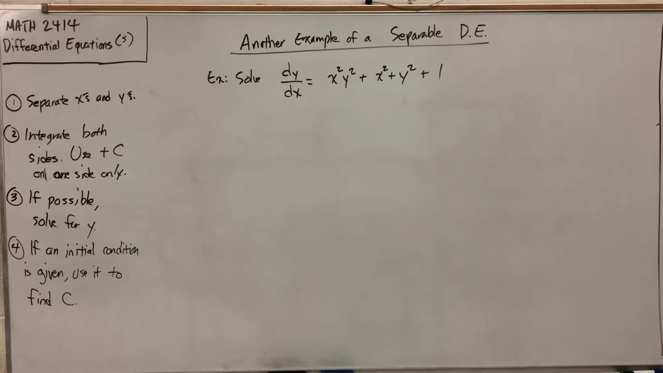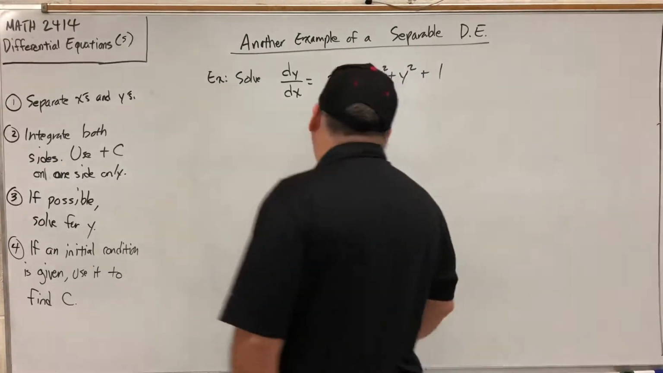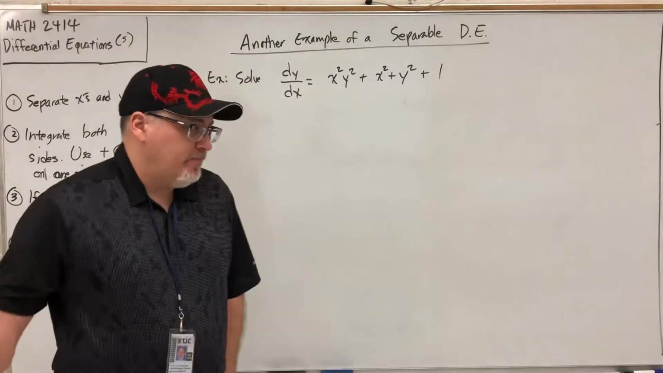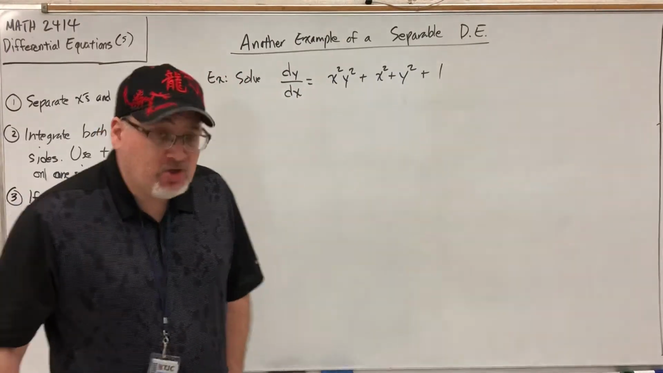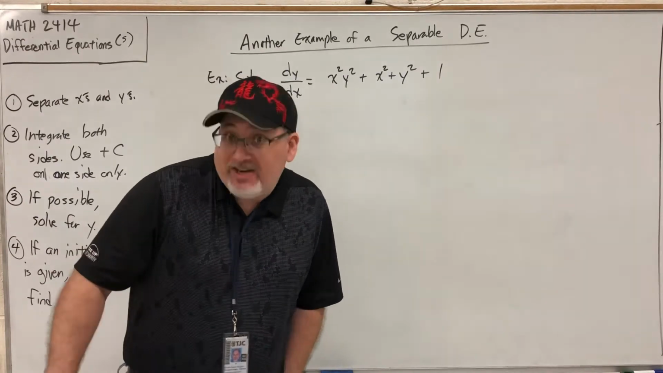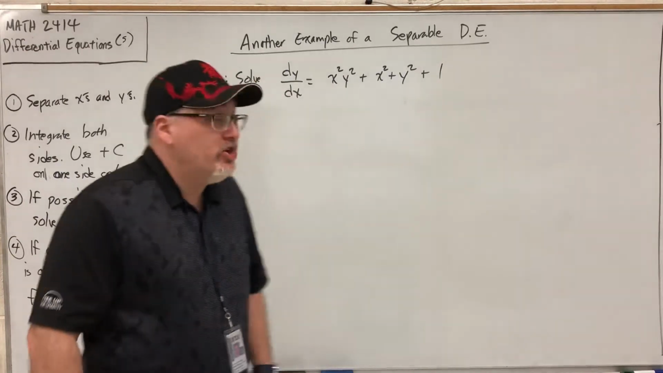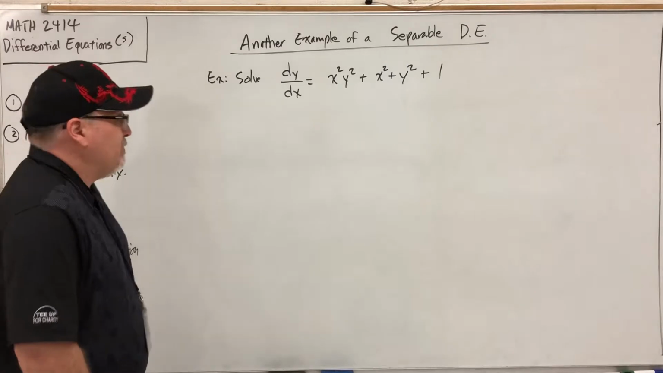The first two examples we've done so far were pretty easy to separate because they were just fractions. And so the functions of x and functions of y were virtually already separated, just on the same side of the equation. But sometimes it's not that transparent.